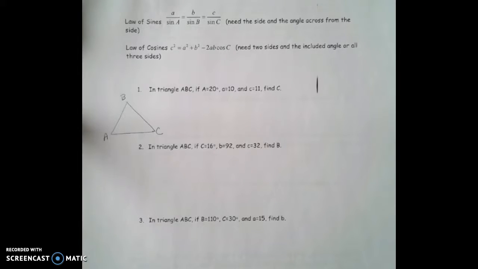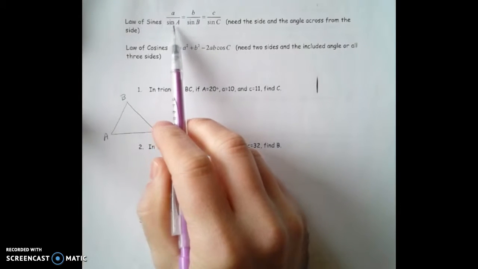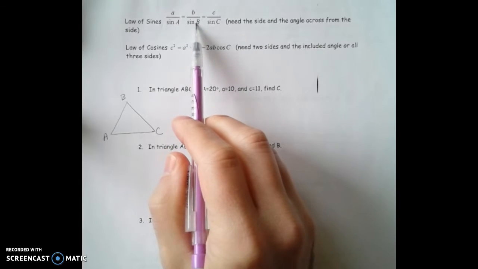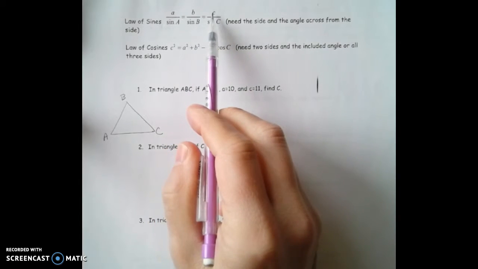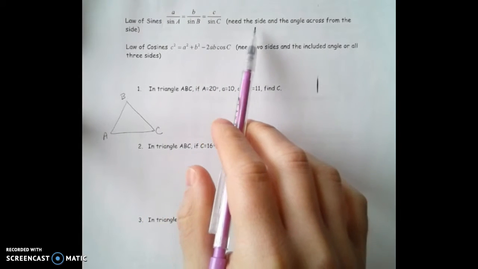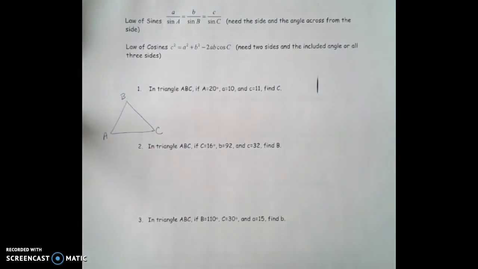In the next set of problems, we're going to look at word problems that involve either the law of sines or the law of cosines. For the law of sines, the rule says that side A over the sine of angle A is equal to side B over the sine of angle B, which is equal to side C over the sine of angle C. And in order to use this, what you need is the side and the angle across from that side.